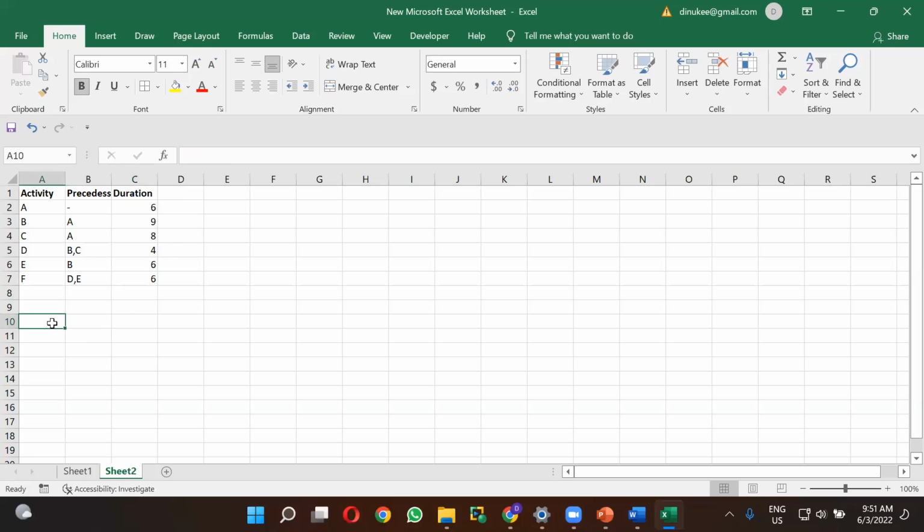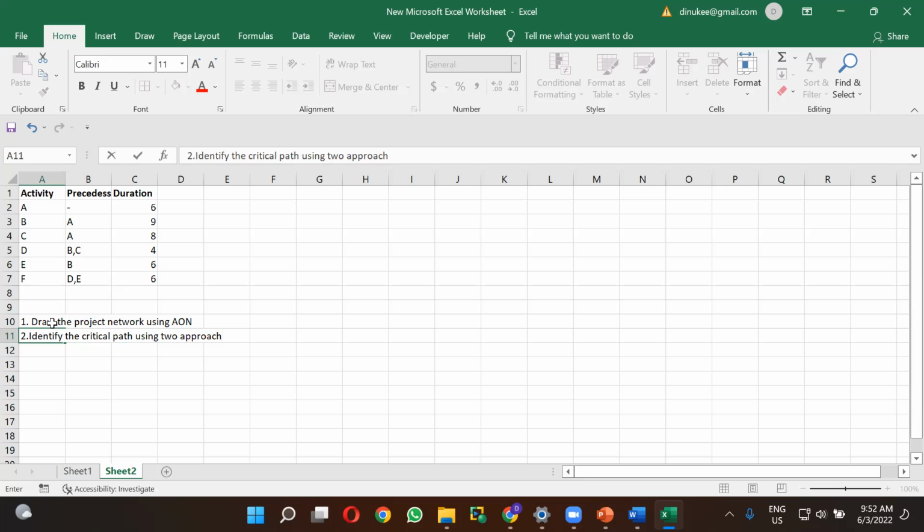The first task that you have to do is draw the project network using the activity on node approach, right? The second question is identify the critical path using the two approaches. I have told you there are two approaches. And after identifying the critical path, you have to show that critical path as well.